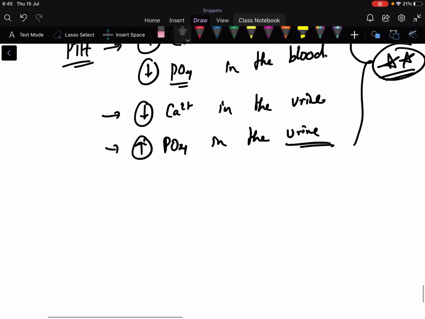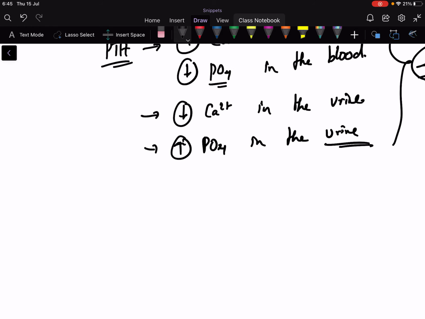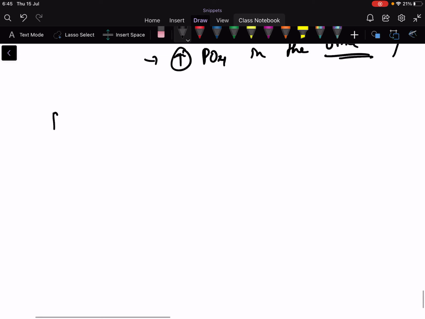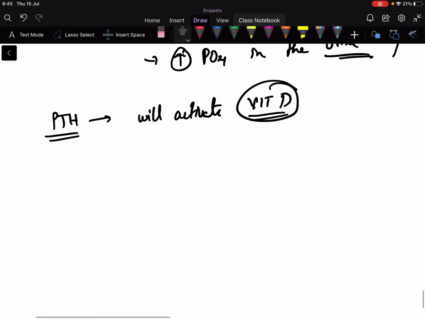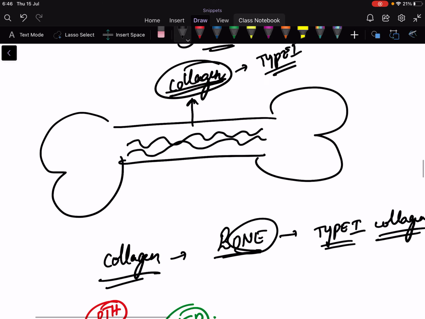Before ending this topic, I would also like to tell you that parathyroid hormone will activate vitamin D. This is very important. In part 2 I will be explaining about vitamin D, why it is important for the parathyroid hormone. So before ending the topic, let's go to the image.